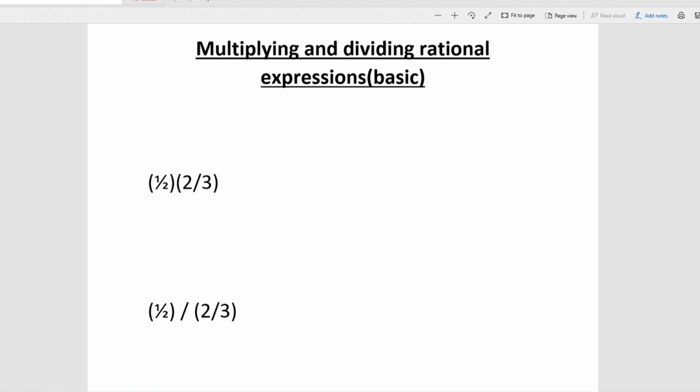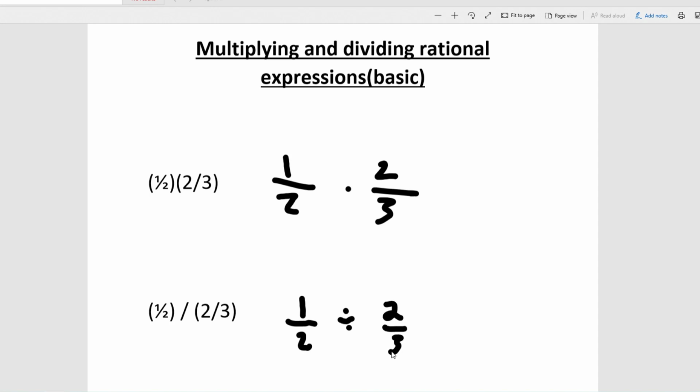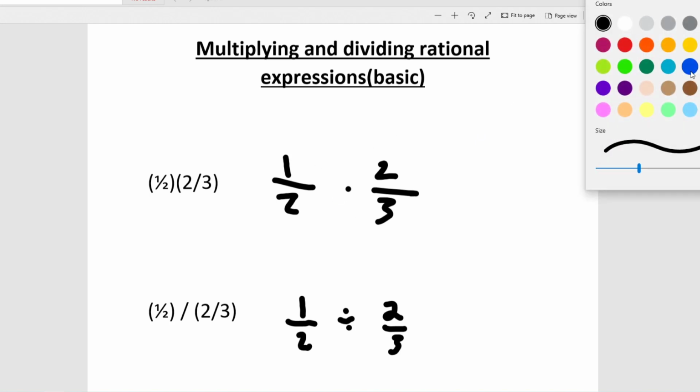Video 2, we're doing multiplying and dividing rational expressions. A rational expression is anything that can be written as a fraction. So I typed those, but I'm going to actually rewrite them because it's a little easier to see. So 1/2 divided by 2/3. So this is how multiplication and division work with fractions, and rational expressions are fractions, so they're going to be similar. Multiplication, you just multiply across the top.